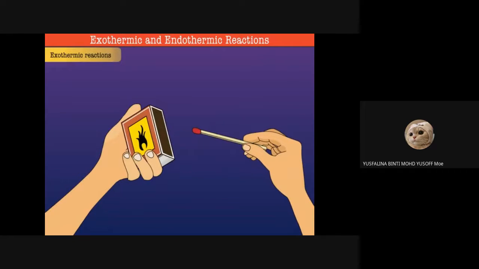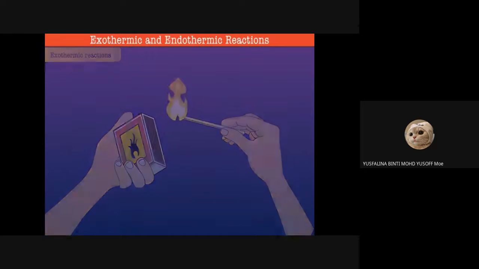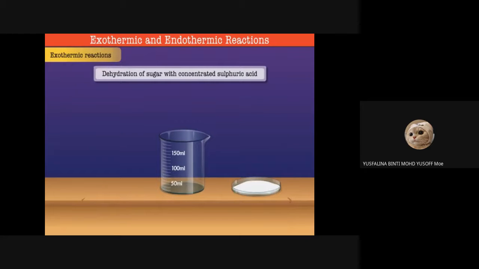Let us look at a few examples of exothermic reactions. Take a matchbox and strike the matchstick on its side. The matchstick burns, giving out a lot of heat. Let us watch this dramatic example of an exothermic reaction: the dehydration of sugar with concentrated sulfuric acid.